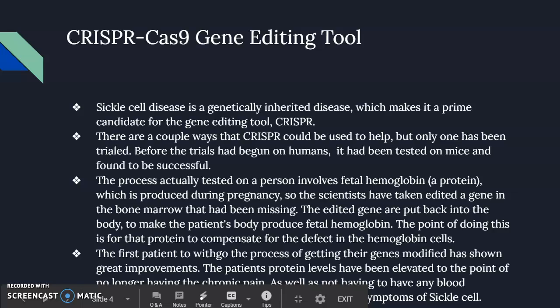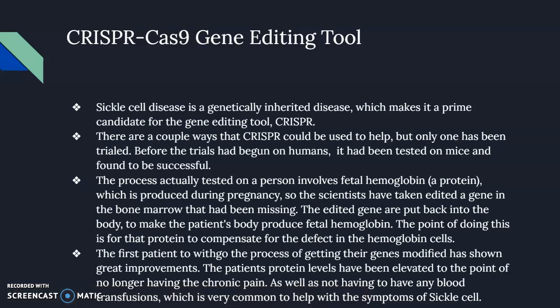Sickle cell is a genetically inherited disease, which makes it a prime candidate for the gene editing tool. And there are a couple ways that the CRISPR could be used, but they've only used one on humans. Before the trials had begun on humans, it had been tested on mice. And the one trial that they did do involved fetal hemoglobin, which is a protein, and it is produced during pregnancy and a little bit after.